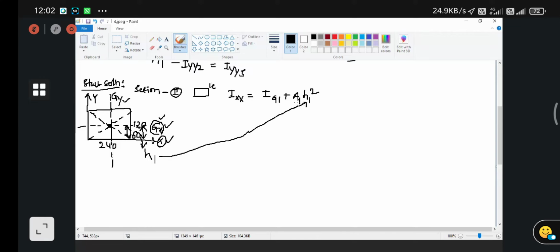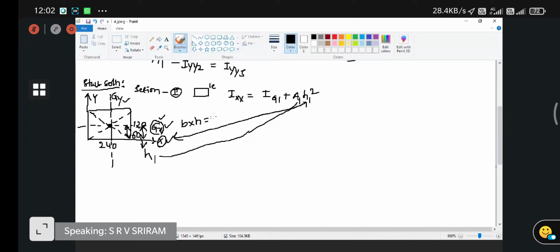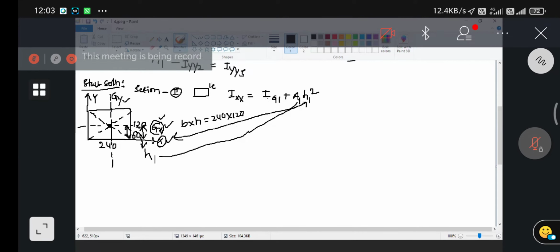Whatever area we have assumed as the first section, that is the rectangular area. You know that base into height gives the rectangular area. So 240 is your base and 120 is your height, and base into height is going to give the rectangular area. And whatever the IG1, it is the central moment of inertia. So we have a formula for IG1.